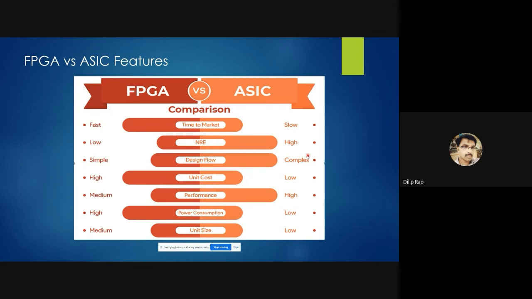That is not the case for an ASIC. You are building everything from scratch. There is no fabricated IC. There is nothing there, so you need to build everything from scratch. That's the reason why the design flow is a bit complex on the ASIC side.